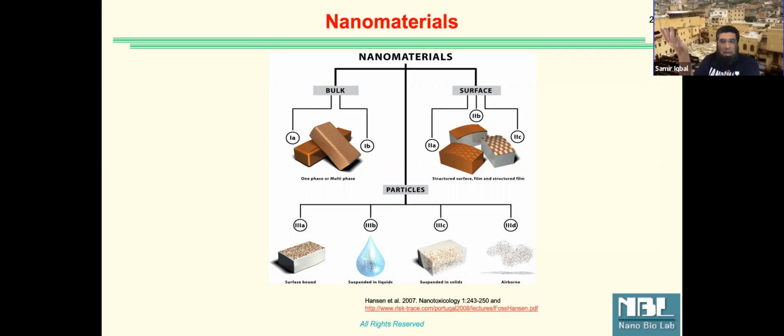Have you ever thought why does it stay airborne? Why doesn't it fall down and get to the floor? So instead of having air filters, we should be mopping our floors. But that's the reason. It's a nanomaterial. Gravity does not have an effect on it.